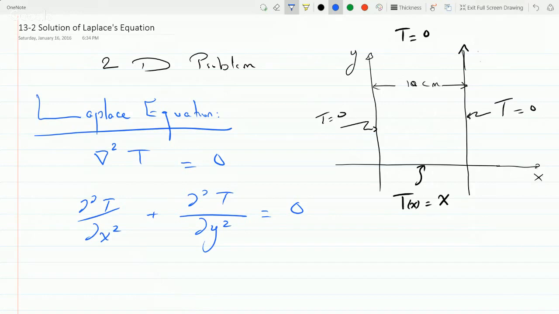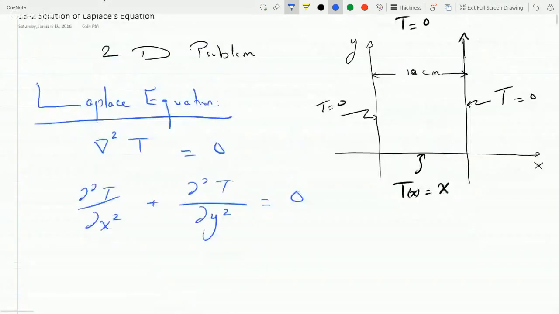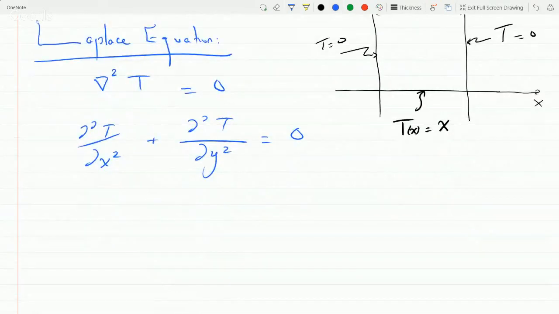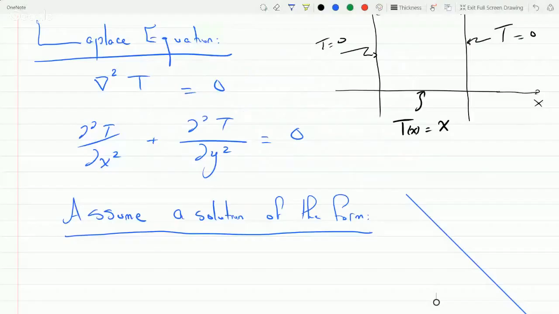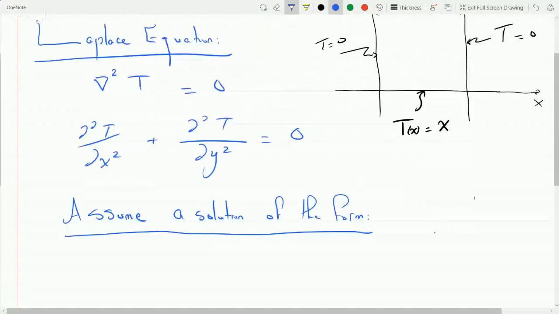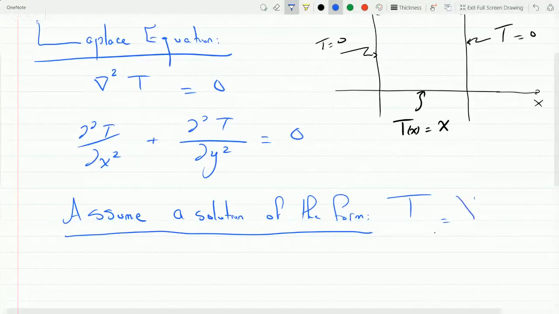Like I told you, we make an assumption. The first step is to assume a solution of the form T equals big X as a function of x times big Y as a function of y. And then take derivatives and plug them in. That's the first step. So go ahead and get started on that.